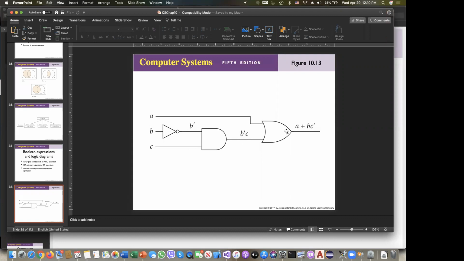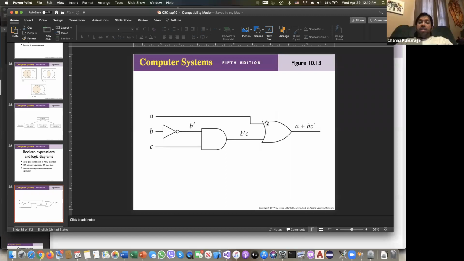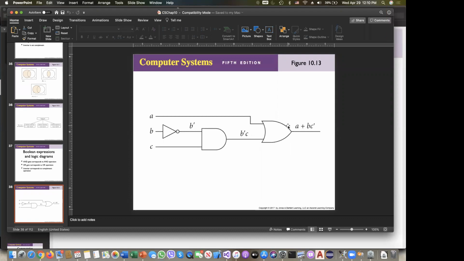So as you send it to the OR gate with the addition, if any one of those values is positive, this becomes positive. Do you agree? Okay. So that's the idea of the representation of the OR gate.